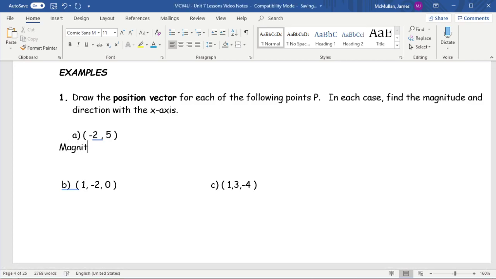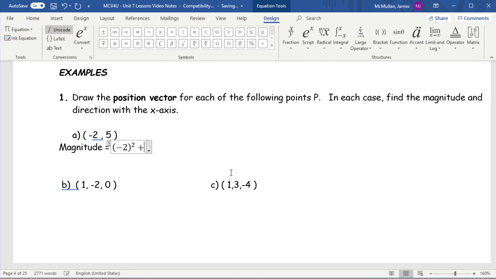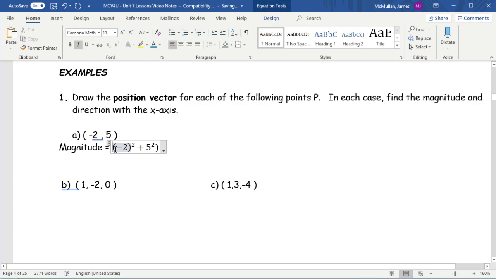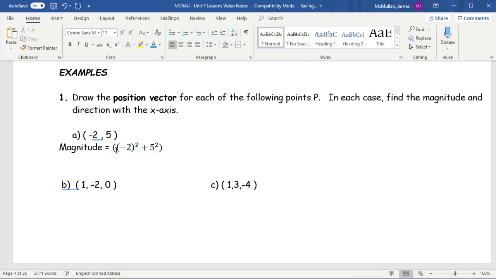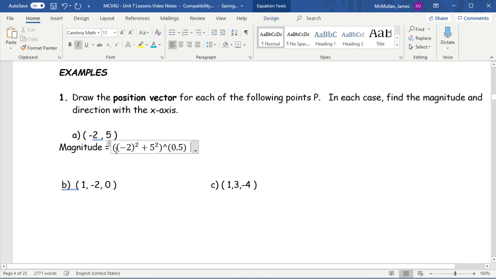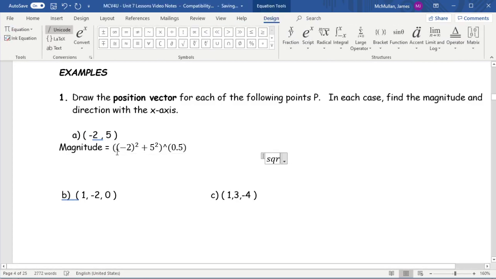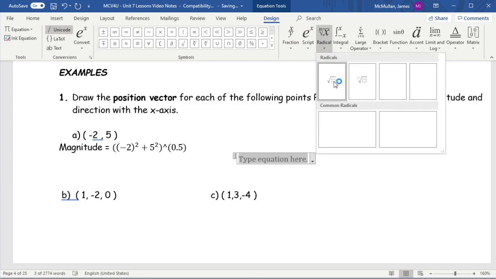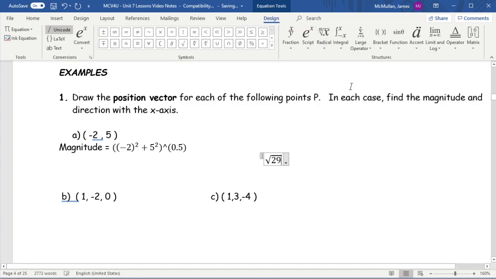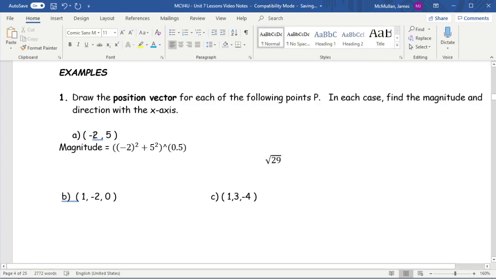The magnitude equals -2 squared plus 5 squared, and all of that square rooted, or to the power of 1/2, would be another way to do that. So what you're going to get here is the magnitude is square root 29. Because 5 squared is 25, -2 squared is 4, and you add them together, you get 29.